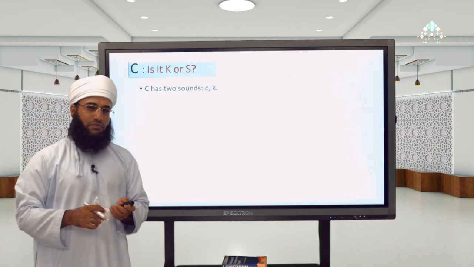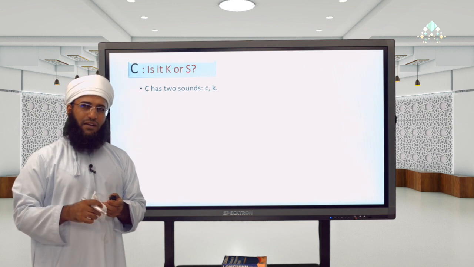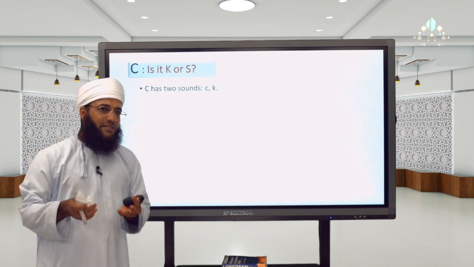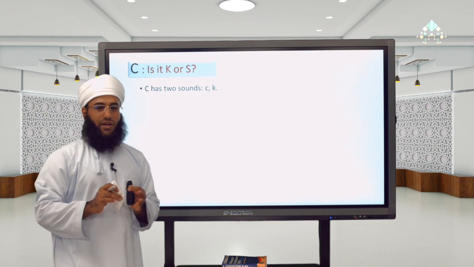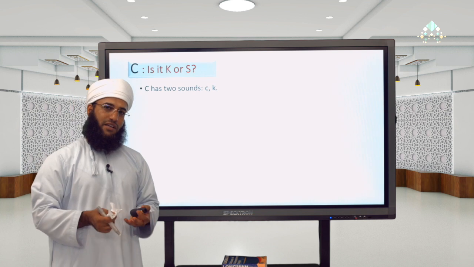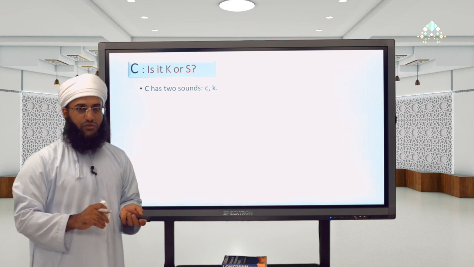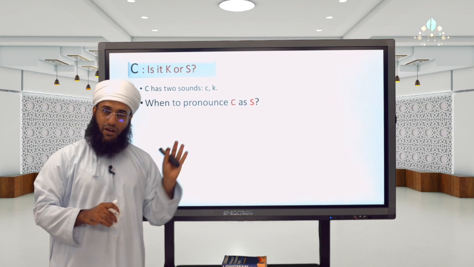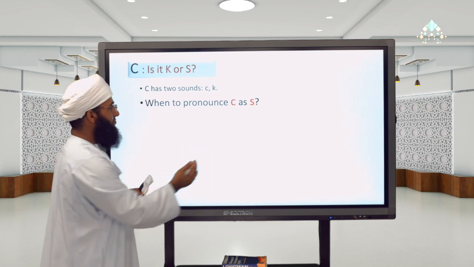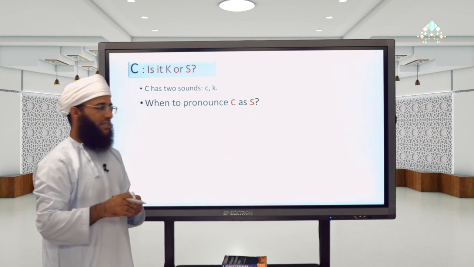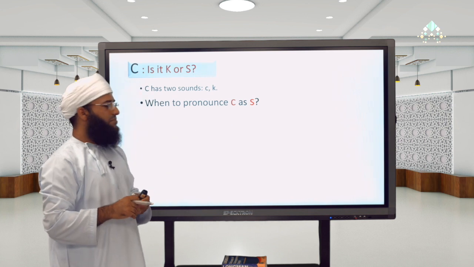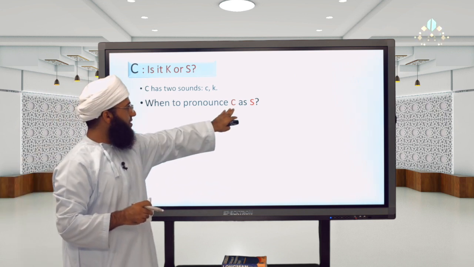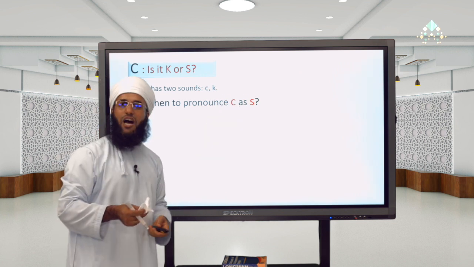Can you? Have you seen it somewhere pronounced as ka and it's written C? Is this strange? Is it easy to tell? There is a rule for that. We'll see the examples and the exercises, and it will become very easy for you to distinguish between them. So when to pronounce C as sa, as S? Most of the times it's sa sound, but C sometimes becomes ka. Ka is not sa. So when do we pronounce this shape as sa sound?